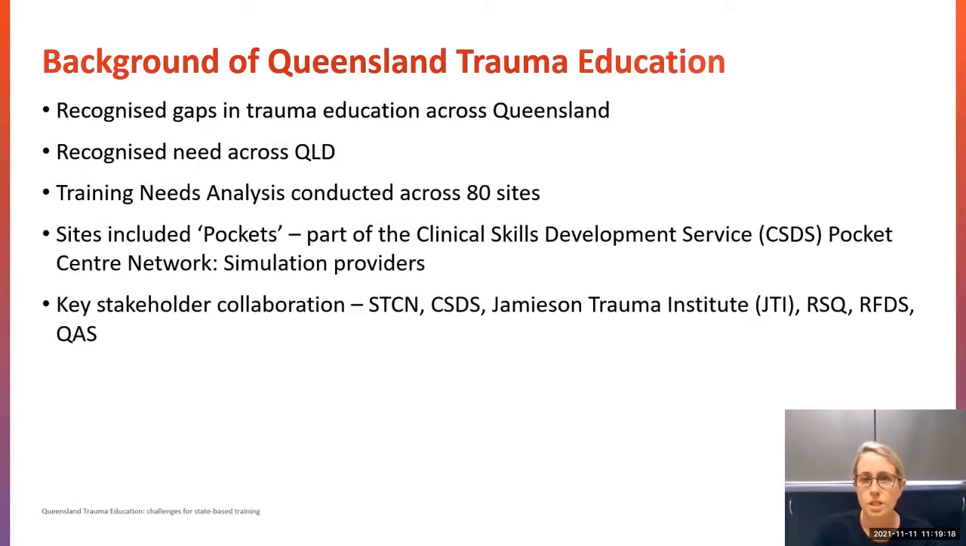So before a solution to the educational needs was developed, a data collection process was undertaken to understand the requirements of the state as a whole. It was understood that the ability, format, structure and timing of any education program would vary depending on the local site needs and staffing. The training needs analysis involved over 80 sites across Queensland, including rural, regional, remote, through to tertiary centres, and engaged a multidisciplinary team to identify the core components and requirements of frontline clinicians to develop, support and deliver trauma education.